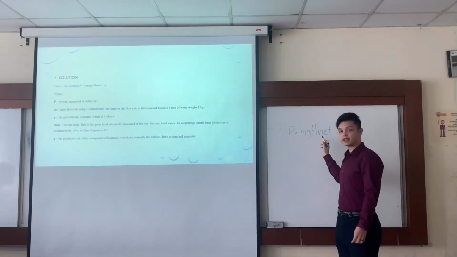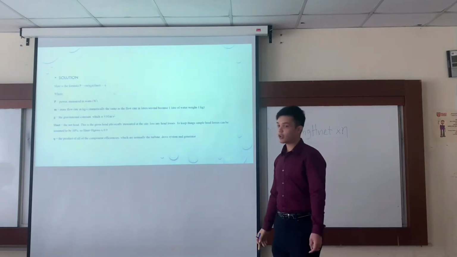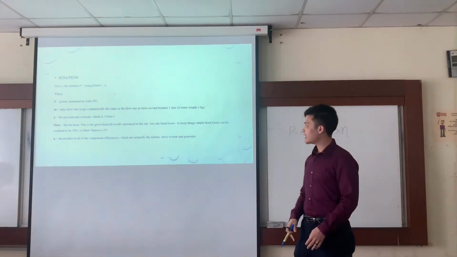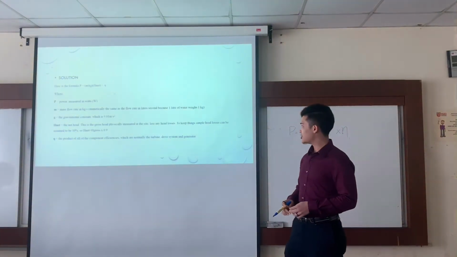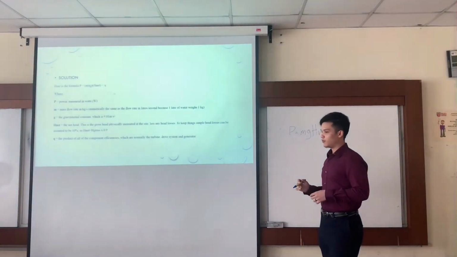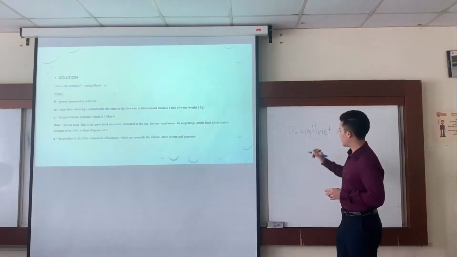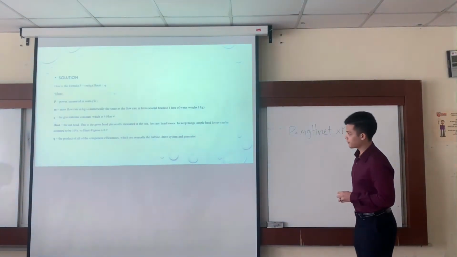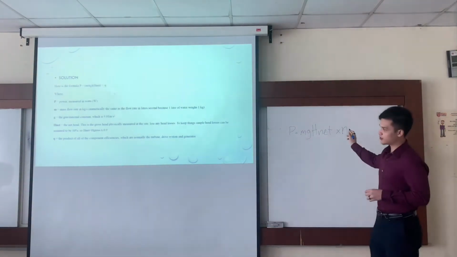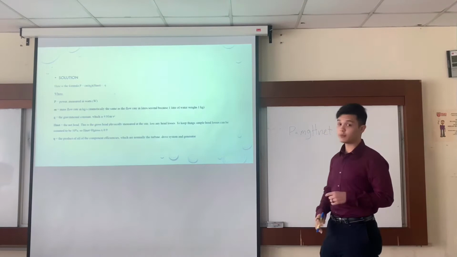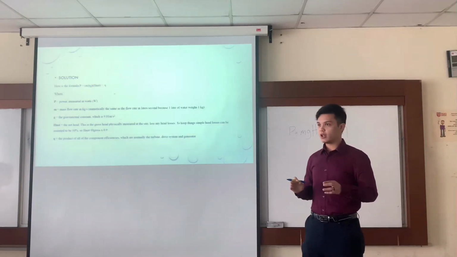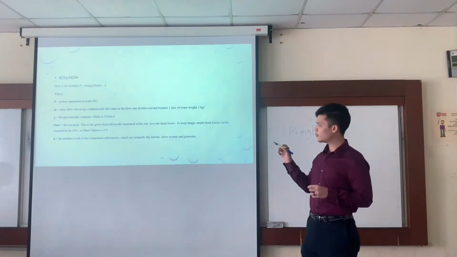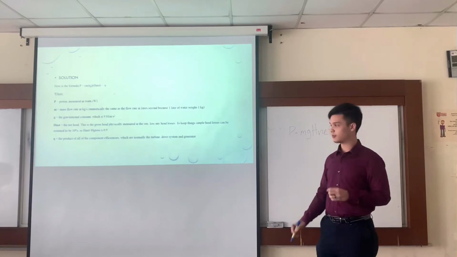What is the H net? The H net is the net head. This is the gross head physically measured at the site, less any head losses. To keep things simple for head loss, if we want to find the H net, it can be H net equals H gross multiplied by 0.9. And the last one is the efficiency. The efficiency is the product of all the component efficiencies. We can combine all the efficiencies, no need to separate each one, which are normally the turbine, drive, the system, and generator.